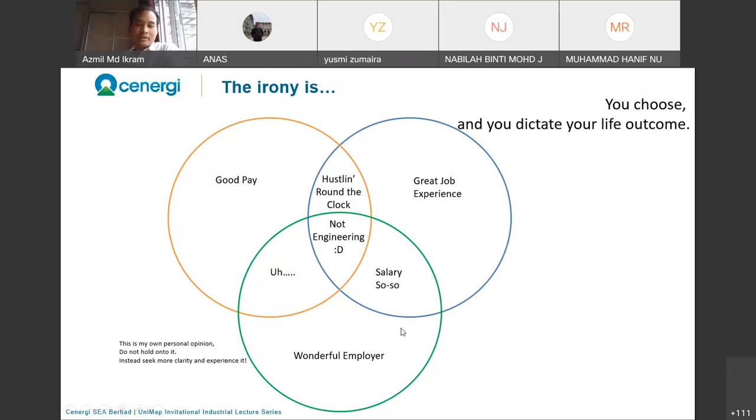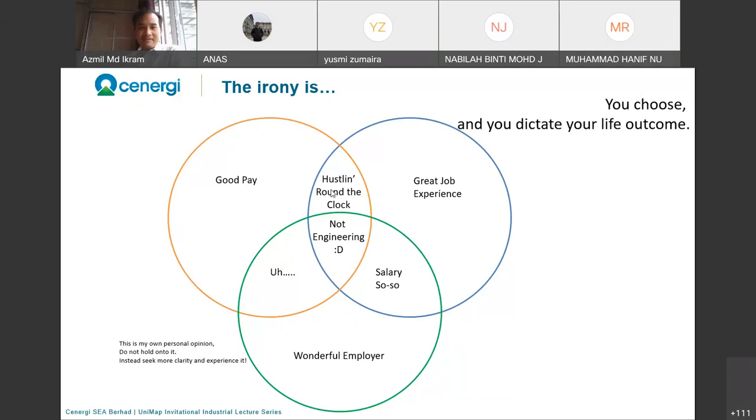If you get a great job experience and a sucky employer, you won't get any of these three. So you have to choose, you have to see which one. However, if you want to have a great job experience and good pay, you have to put in the hours. In this case, it's oil and gas. Basically, there's almost no life for you. You'll be thrown into the vast ocean, the vast wilderness, whereby you'll be there for days and weeks, sometimes months. A couple of my cousins are oil and gas engineers. Sometimes it's project-based, but when the project is there, they're there.